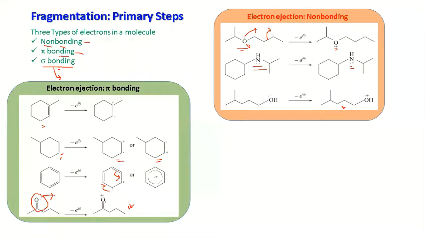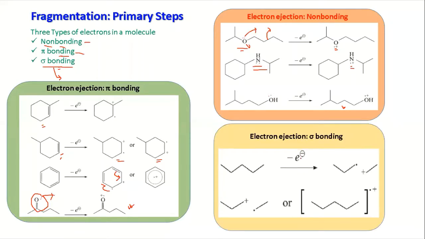Later on, after non-bonding electron ejection, the pi bond can play its role in the fragmentation process. So you will come to know while we discuss the real fragmentation. Now, sigma bonding electron. Suppose this is the molecule. So what can happen? A sigma bond electron will be coming out.